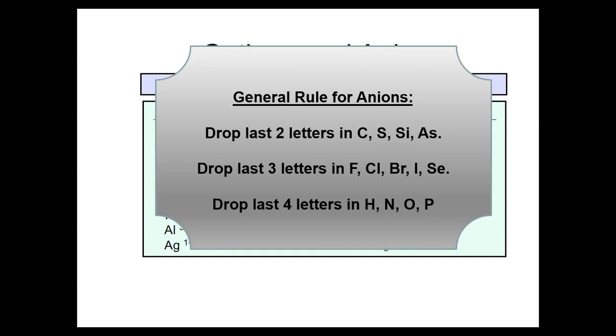For fluorine, chlorine, bromine, iodine, and selenium, we drop the last three letters to make fluoride, chloride, bromide, iodide, and selenide. For hydrogen, nitrogen, oxygen, and phosphorus, we drop the last four letters to make hydride, nitride, oxide, and phosphide. So this is something you probably want to write down, maybe on your periodic table, so you can have that handy when you're writing names until this becomes more natural to you.